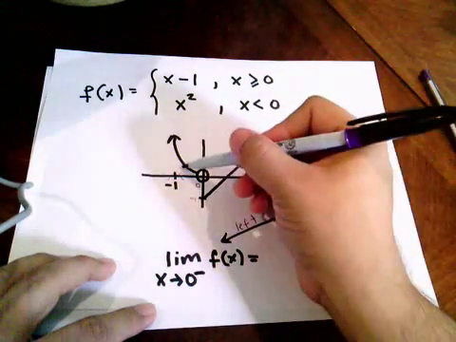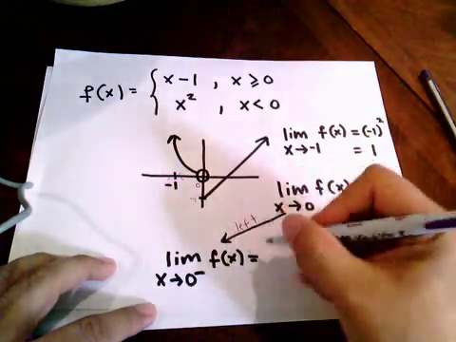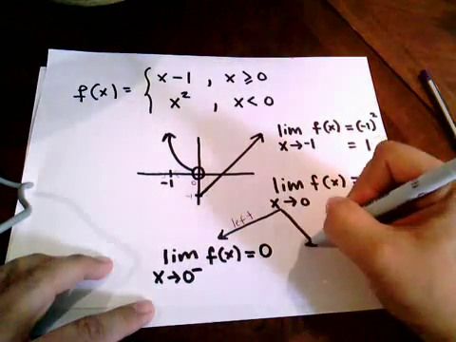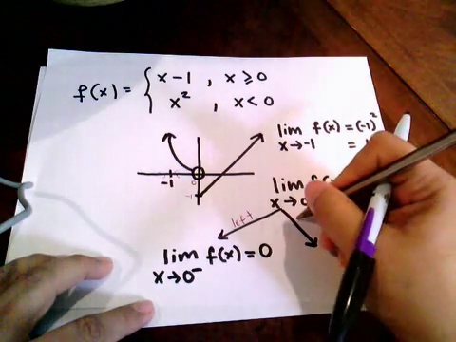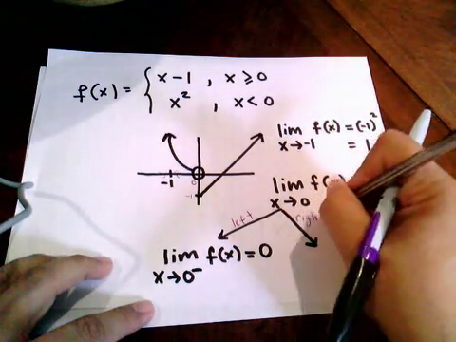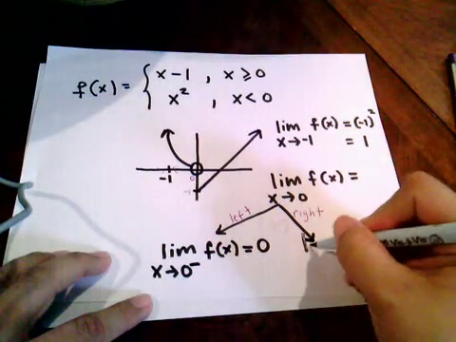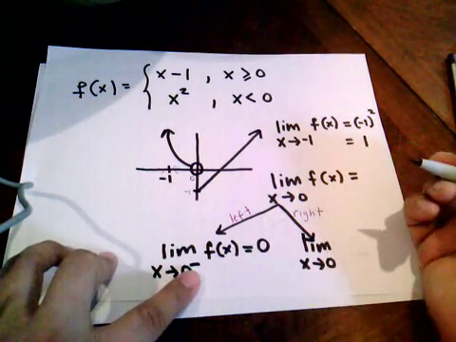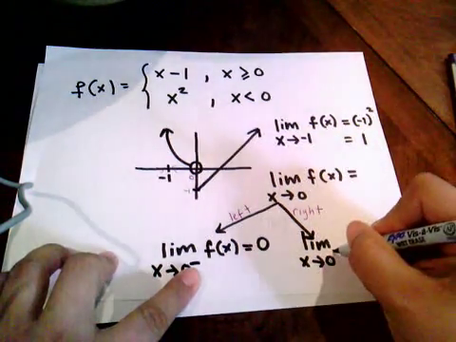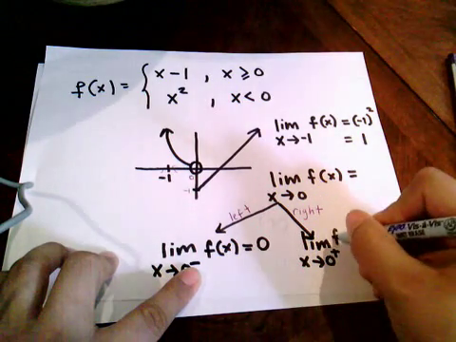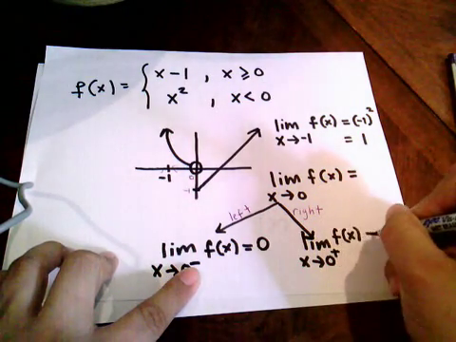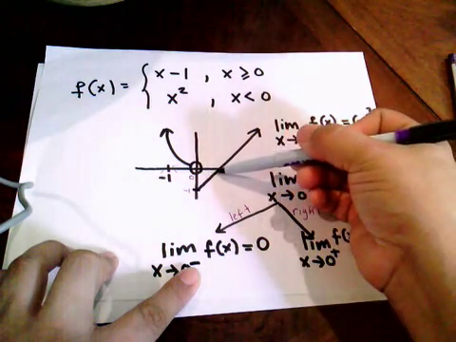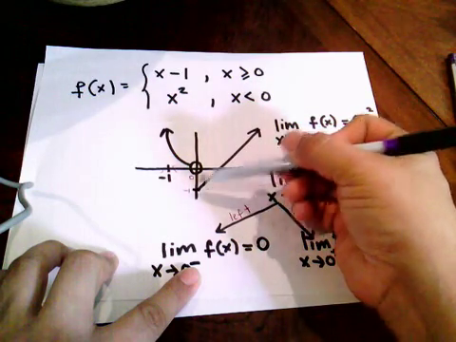And as x approaches 0 from the left, the value of f of x gets closer and closer to 0. At the same time, as x approaches 0 from the right-hand side, we can actually write the limit as x approaches 0. And since we use a little negative for the left, it would make sense to use a little positive for the right. What's happening to the value of f of x as x gets closer and closer to 0 from the right? The value of f of x is getting closer to -1.